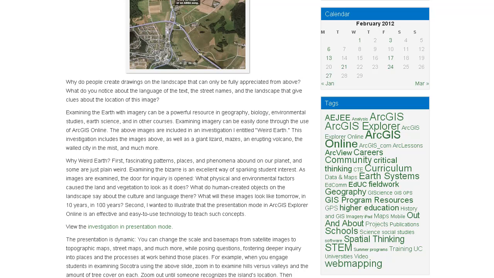What do you notice about the language of the text, the street names, and the landscape that give clues about the location of this image?